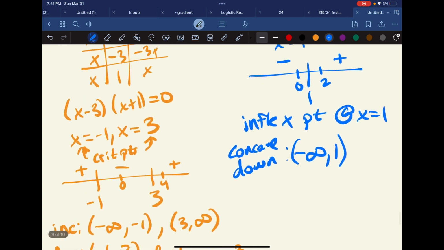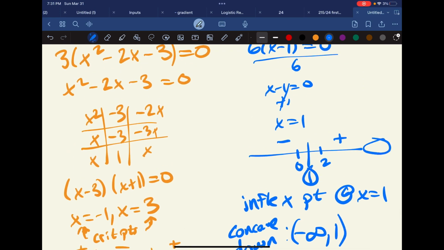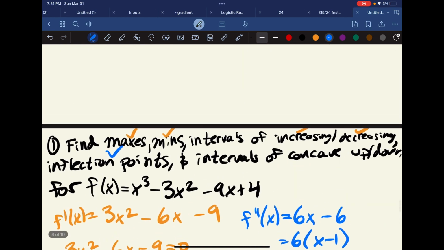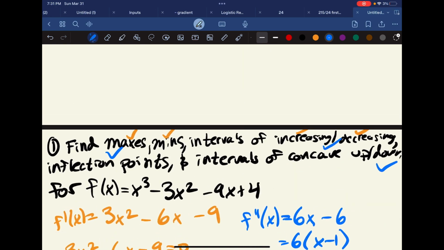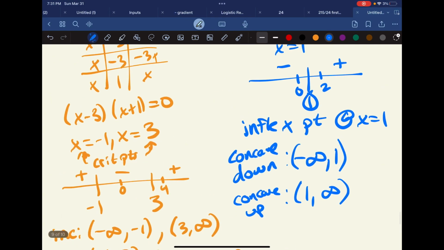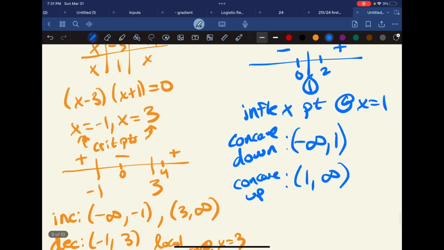And then we're going to be concave up where our second derivative is positive, and that's going to be from 1 up until infinity, right? From negative infinity to 1, we're concave down. From 1 to infinity, we're concave up. And so that finishes our checklist. Now we have used our first and our second derivative test to figure out all the information that we can about that function. So that would be complete.